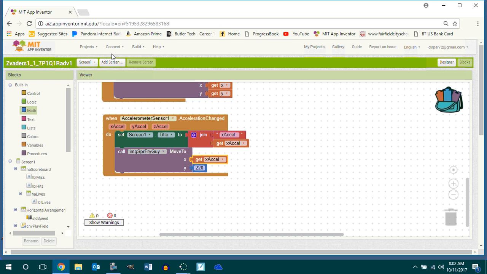It goes negative to the right, positive goes to the left. Do you guys see that?